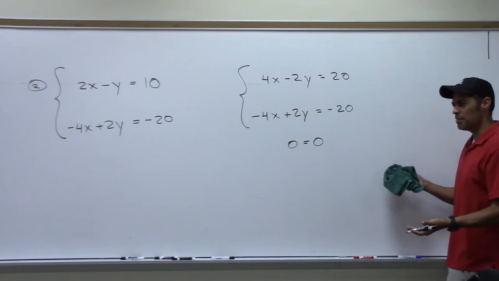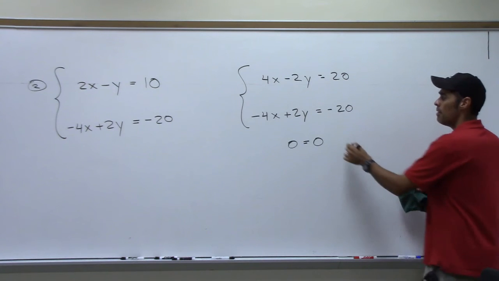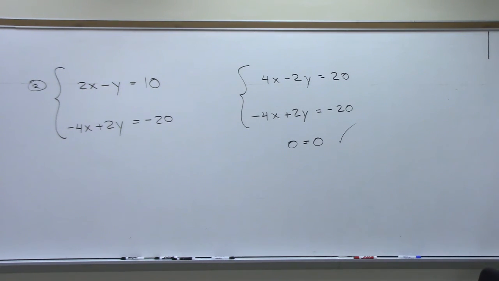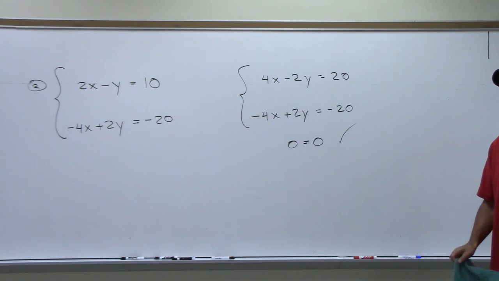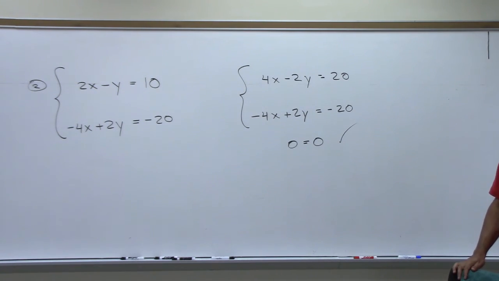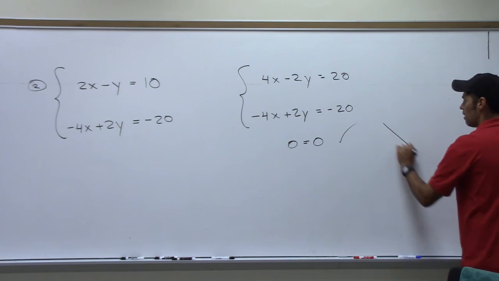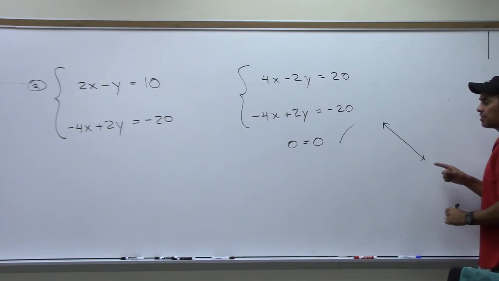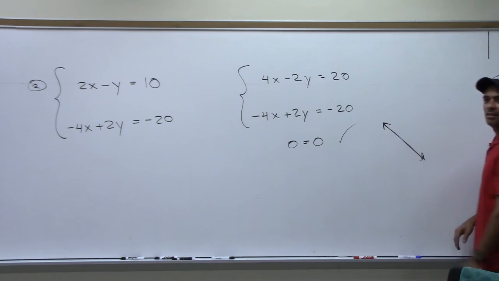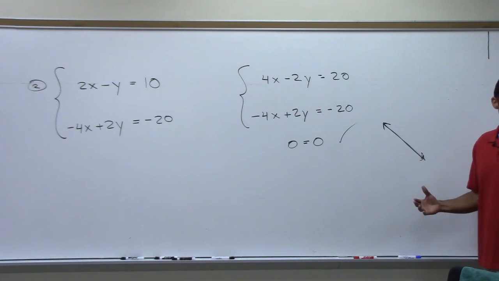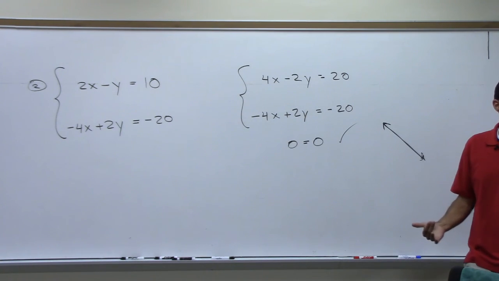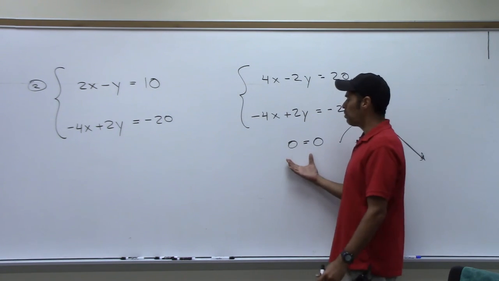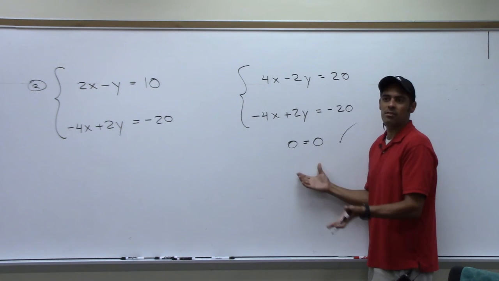The other one was 0 equal to 21 or something. That didn't make any sense. This makes sense, doesn't it? Now what does this mean? Same line. It's the same line. These two lines are identical. So it's like you're saying, when does this line intersect with this line? All the time. Every point that satisfies one of those equations would satisfy the other equation because they're the same line. So there's an infinite number of intersection points. So the answer to this problem, you would just say, infinite solutions.